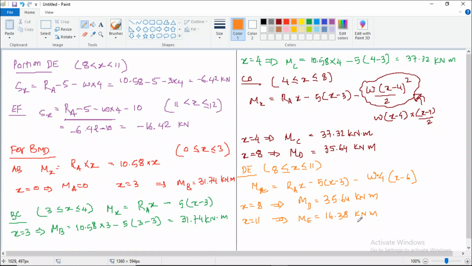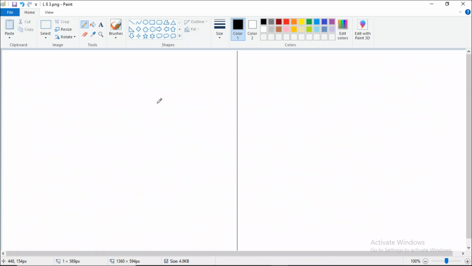And in the last, moving to the last portion, portion EF. In portion EF now, the range will be 11 and 12, so 11 ≤ x ≤ 12. Your Mx value will be Ra multiplied by x minus 5 into (x minus 3) minus w into 4 into (x minus 6) minus 10 into (x minus 11).